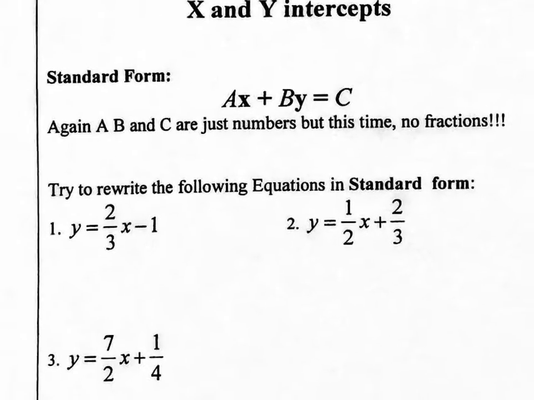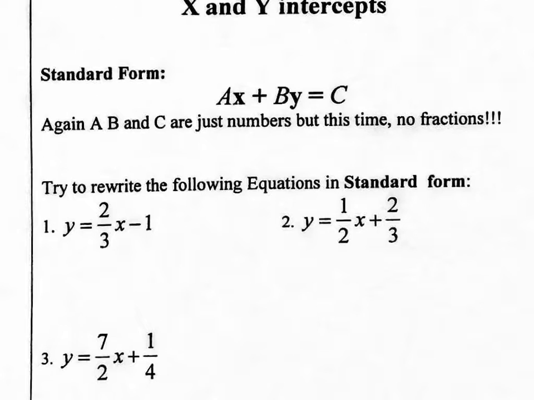Listen up. So we just discussed in class right now what a standard form equation was. It's just the way it looks. So right here, again, we're explaining that it's capital AX plus capital BY equals capital C. The capitals are there to help you remember that you don't want fractions.